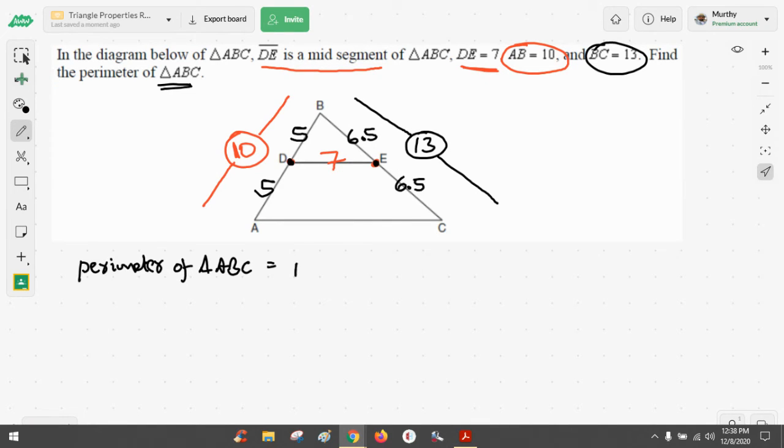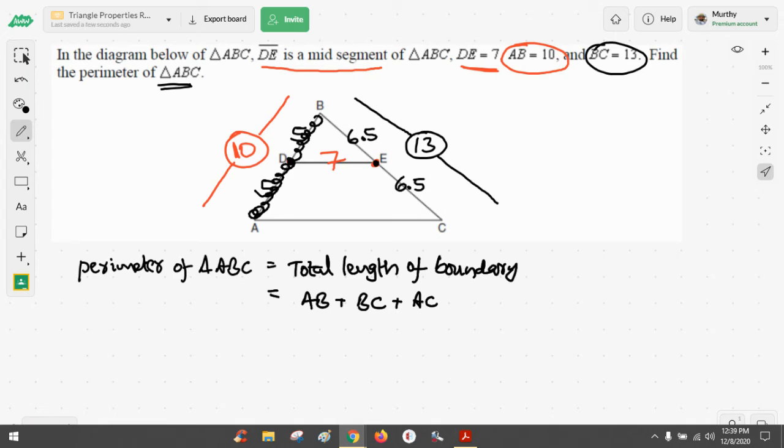That is the total length of the boundary of the triangle. So how will I obtain that? By adding AB, BC and AC, all these three. What is the length of AB? It's given as 10 units in the question. And what is the length of BC? This is 13 units. So 10 plus 13 plus the value of AC, which we don't know.